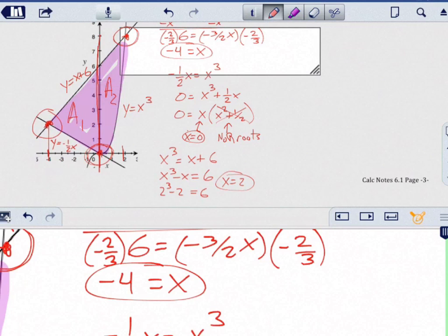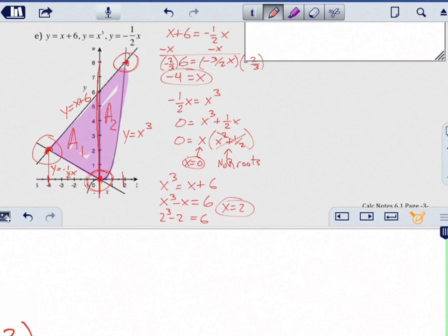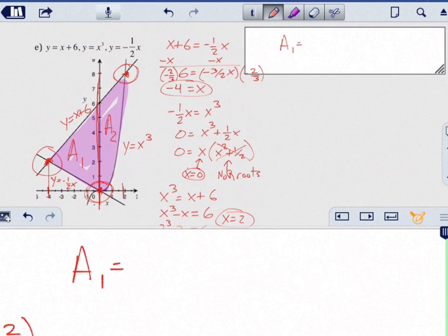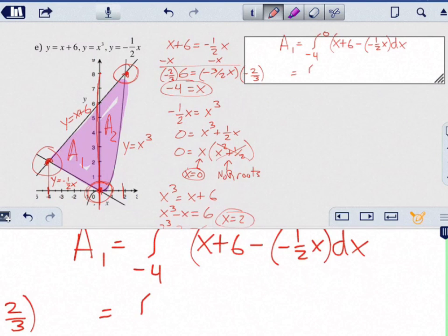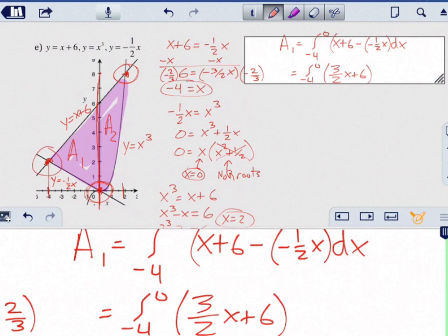So if we want to find A sub 1, it's going to be the integral from negative 4 to 0 of the top function, which is x plus 6, minus the bottom function, which is negative 1/2 x, with respect to x. And if we simplify, negative 4 to 0 of, let's see, 3/2 x plus 6 dx. And when we calculate this, we get 12.